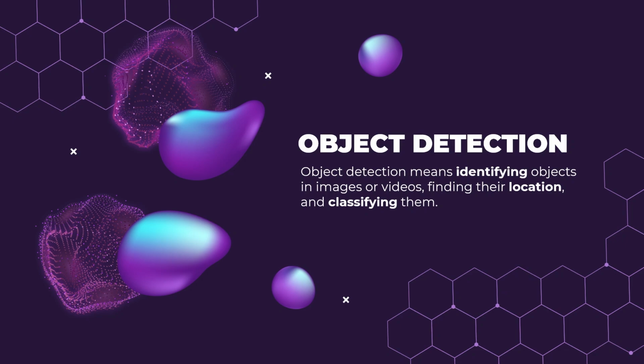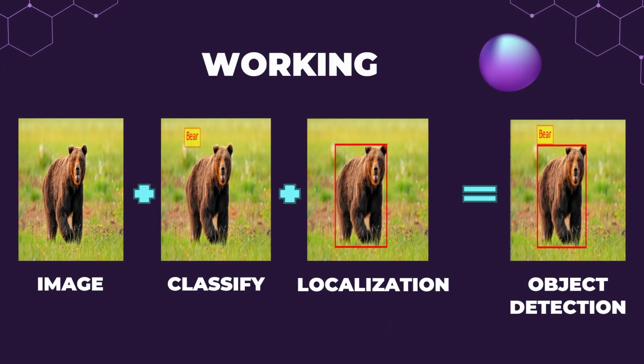For your understanding, I will show you the working of an object detection model. See, this is an input image. Then we classify: what type of object is this? Then we localize where the object is present. Finally, when we summarize these three things, we get this type of image in which the classification is there and localization is there. Both things are there, and this is the working of the object detection model.